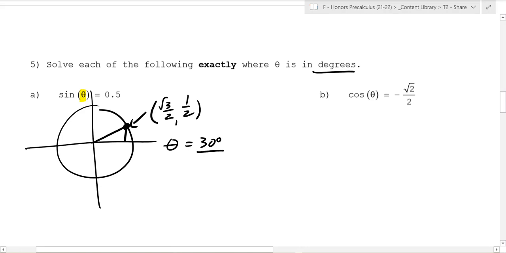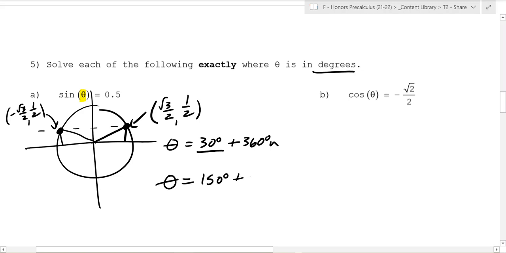Now, how often is that going to repeat itself, though? Well, one way you can think of this is it's going to repeat every 360 degrees. So you could say 30 degrees plus 360 degrees n, where n is any integer. But you'll notice that there's another triangle that has a height right here of 1/2, and that's negative root 3 over 2 comma 1/2. That's going to be at 150 degrees. So you also have another answer at 150 degrees plus every rotation of 360 degrees.